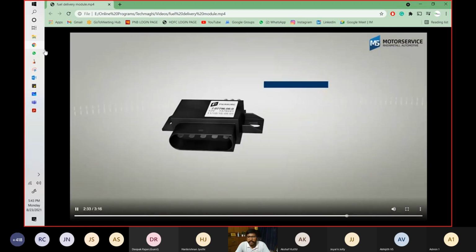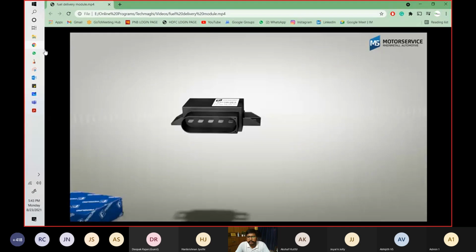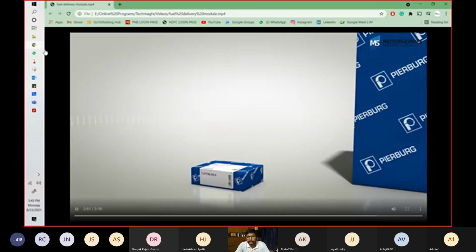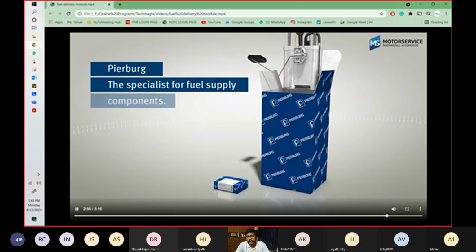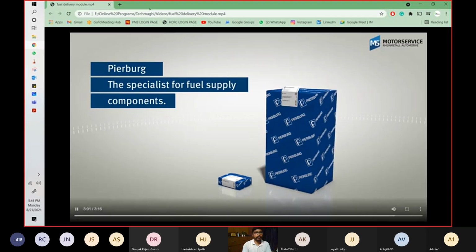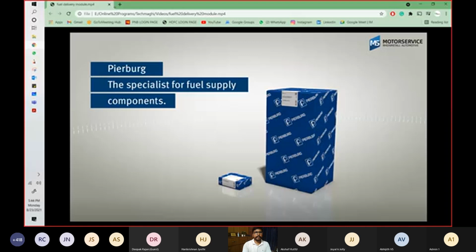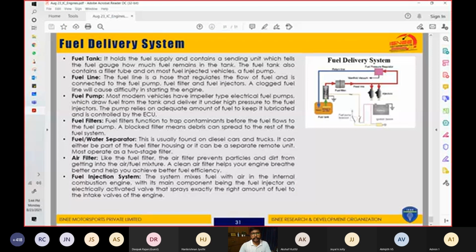Then some sensors are connected to regulate the fuel supply to the electronic system of the car. And these are the fuel delivery modules or the fuel pumps that are there in your CI engines and SI engines. So this is the fuel delivery system or fuel pumps basically.